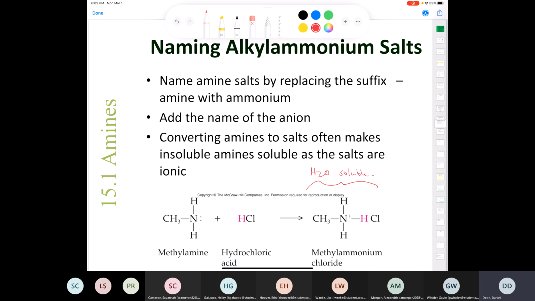Let's take a look at this name here. We have methylamine. We talked about how to name a primary amine. Okay, that's not new. But where does this name come from? We drop the word amine. We replace it with ammonium. So we get methylammonium. Our anion is chloride. And so we get methylammonium chloride like that.